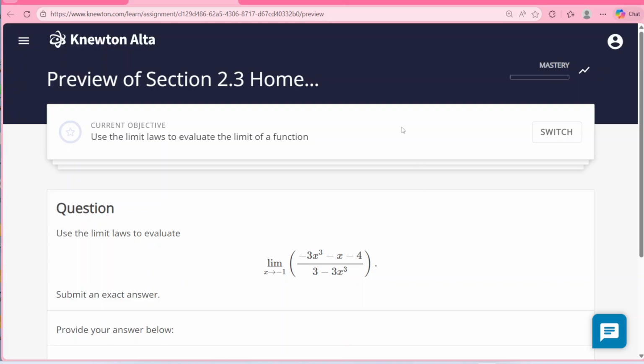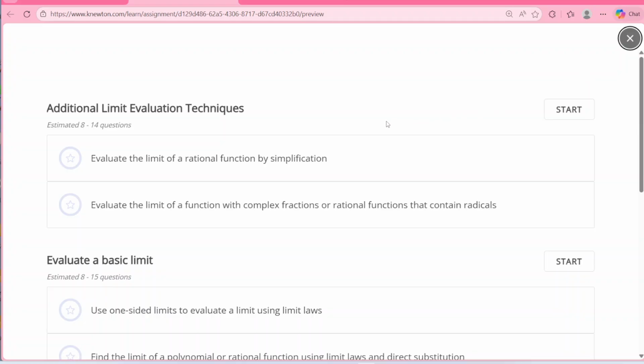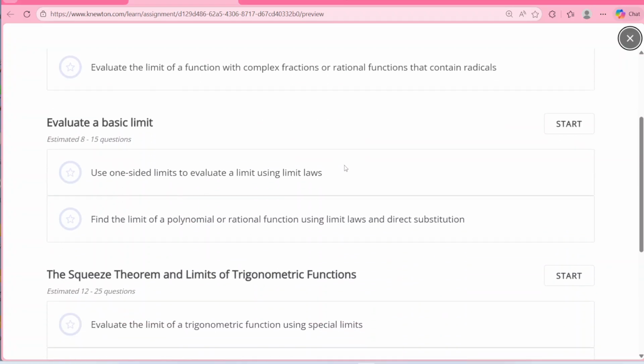So here we are at the Knewton Alta site. Now you won't be seeing the word preview, you'll just see the title of the homework. In this particular course, this is section 2.3 homework, the limit laws. In the upper right hand corner, you'll see your mastery bar that tells you how far along in the assignment you've gotten. Next to that, your activity log, which shows you all the objectives of the assignment.